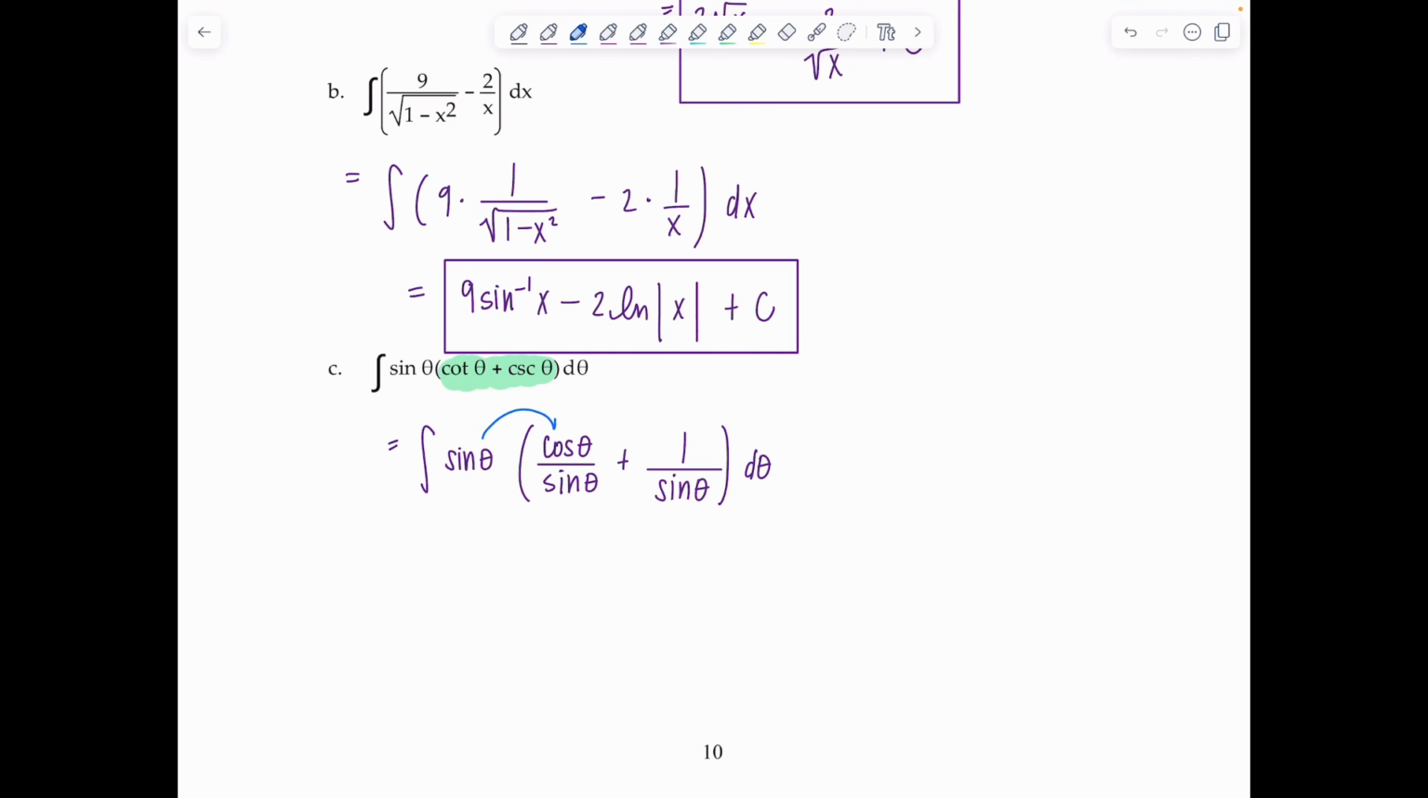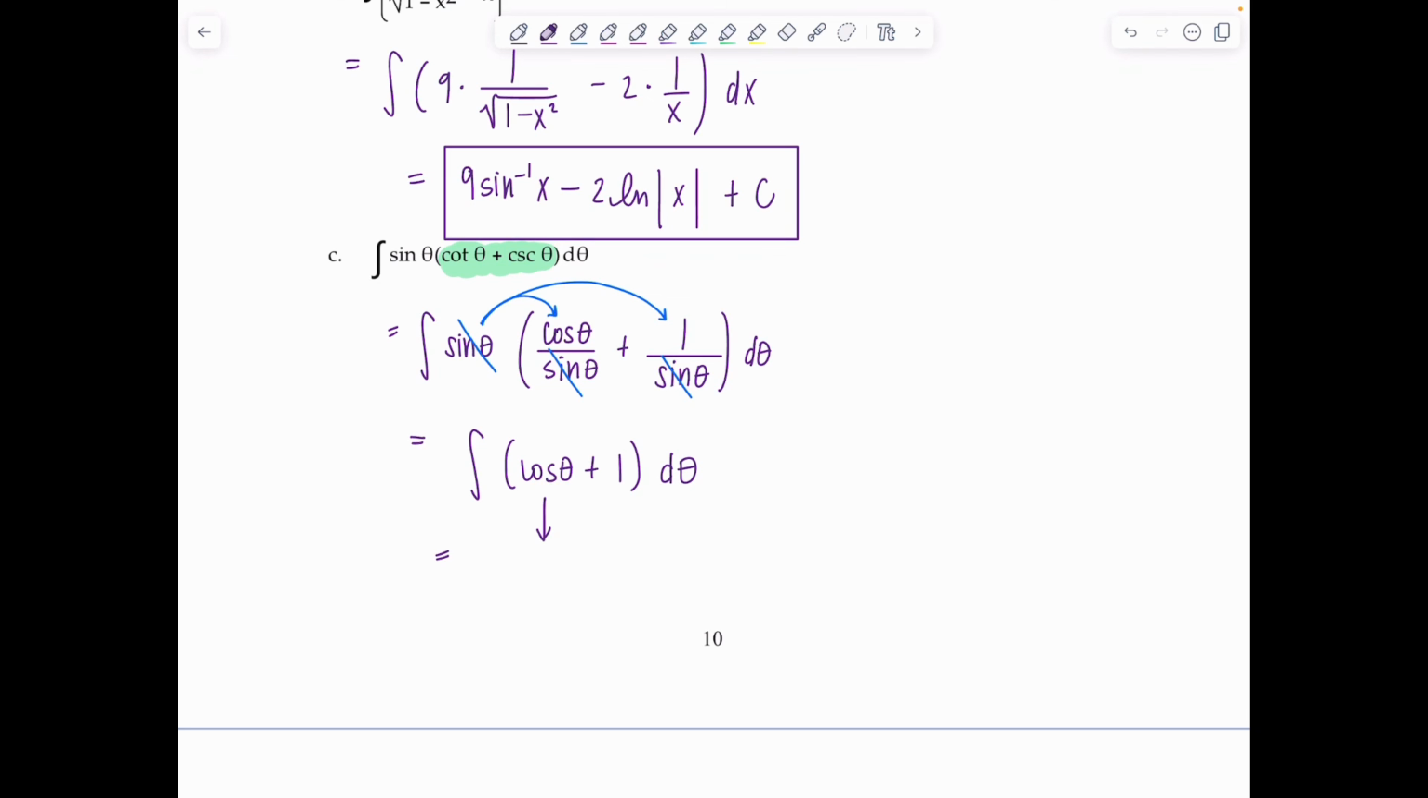We start distributing, and I can already tell this is going to be great because sine theta is going to cancel with the denominators here. So we have cosine theta plus 1 d theta. We're good. We can take the antiderivative now. Whose derivative did we take to get positive cosine theta? Sine theta, right? Whose derivative did we take to get 1? Just theta. And then put plus c. Not x. You have to respect the variable of the problem. So if we're using theta as our independent variable, then antiderivative of 1 would be just theta. Good. Okay. Shall we continue?